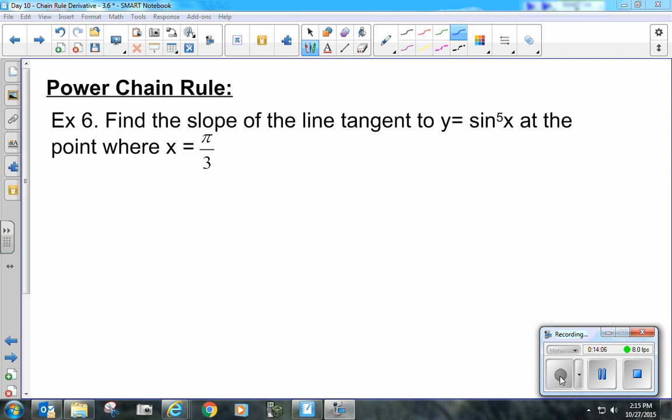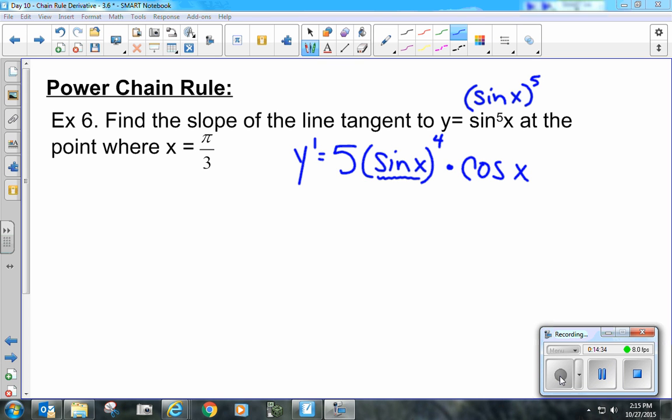Alright, anyways. Y prime would be, well, first of all, you should know that sine with a little 5 in front of the x is the same as that. So I need to bring that out front, keep my parentheses the same, shrink the exponent by 1, and then multiply by the derivative of whatever's in your parentheses. And that is, what's the derivative of sine? Cosine of x. That is the derivative, which would mean that is also the slope.